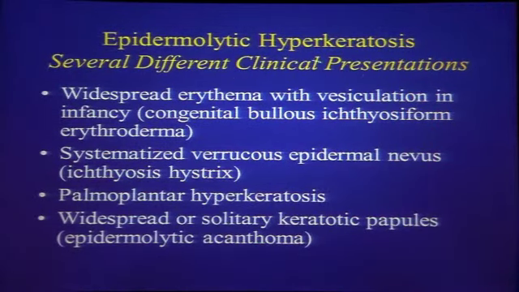Now, epidermolytic hyperkeratosis, this is another reaction pattern that can be associated with blisters. There's several different clinical forms. The widespread form is known as congenital bullous ichthyosiform erythroderma. There's also these systematized forms that give you these interesting names like ichthyosis hystrix, like a porcupine. It can involve the palms and soles. You can get solitary lesions, epidermolytic acanthoma.